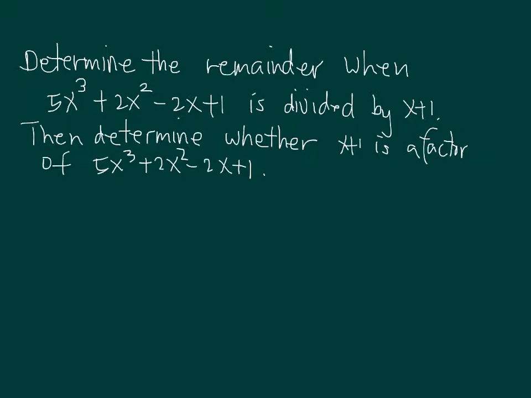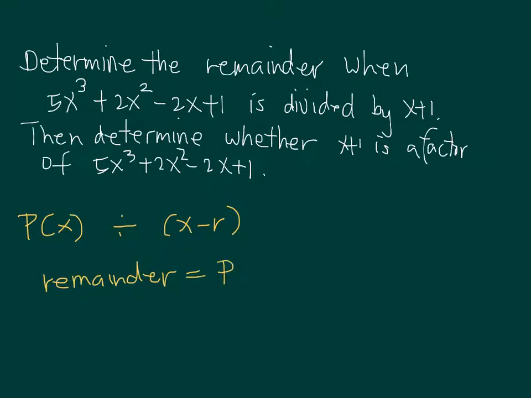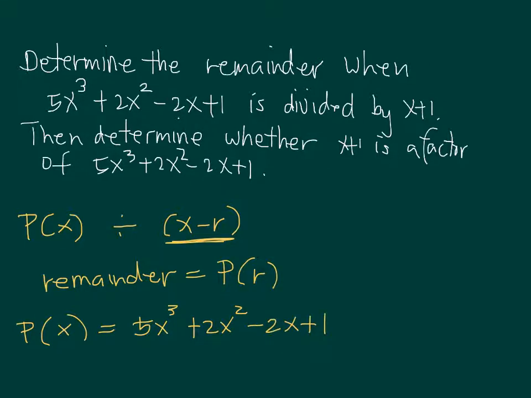Now, according to the remainder theorem, if a given p of x is divided by a binomial x minus r, the remainder is equal to p of r. Okay, so that r is coming from the divisor x minus r. So in this case, our p of x is 5x cubed plus 2x squared minus 2x plus 1. And we want to divide this by x plus 1.